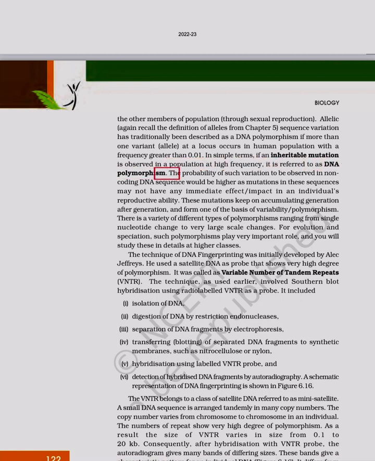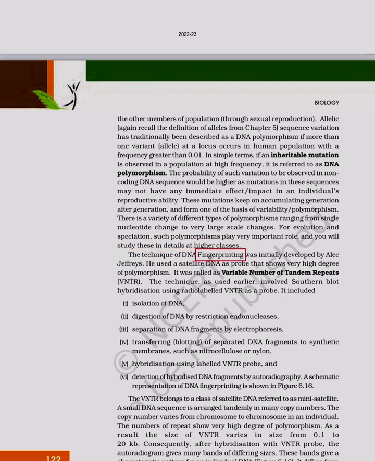DNA polymorphism. The probability of such variation to be observed in non-coding DNA sequence would be higher, as mutations in these sequences may not have any immediate impact on an individual's reproductive ability. These mutations keep on accumulating generation after generation, and form one of the bases of variability and polymorphism. There is a variety of different types of polymorphisms ranging from single nucleotide change to very large-scale changes. For evolution and speciation, such polymorphisms play a very important role, and you will study these in detail in higher classes.